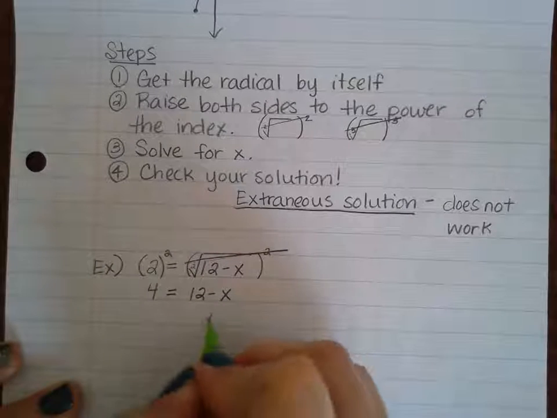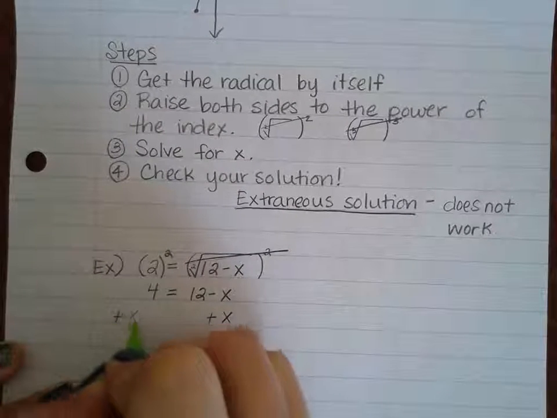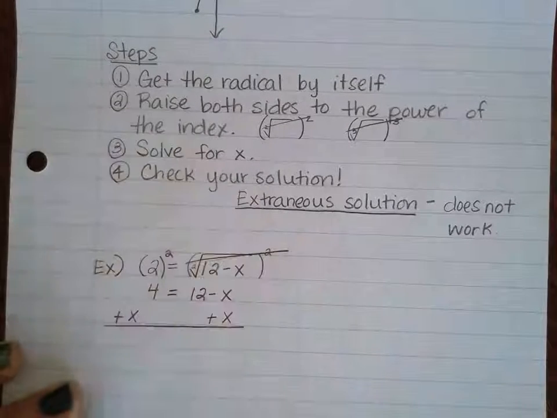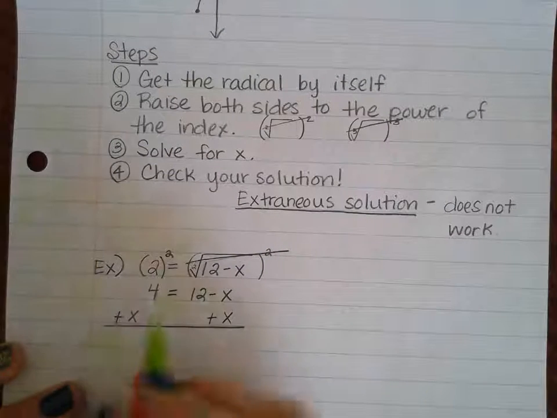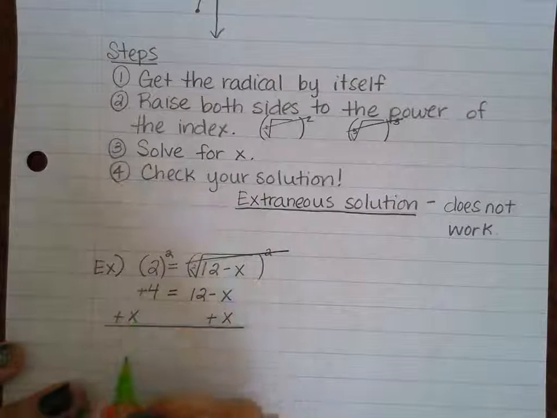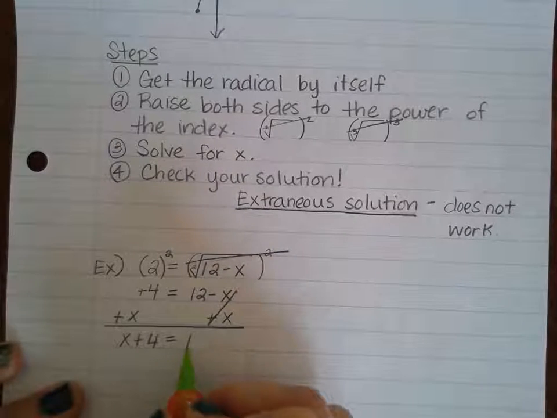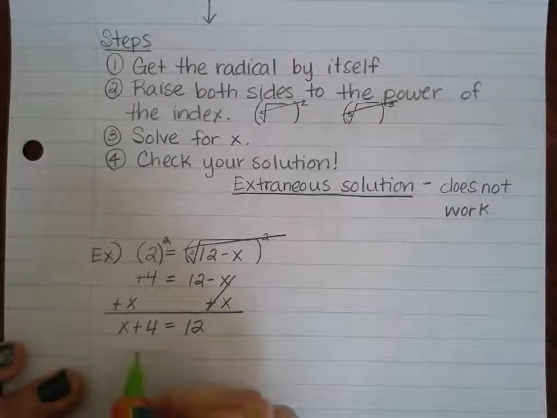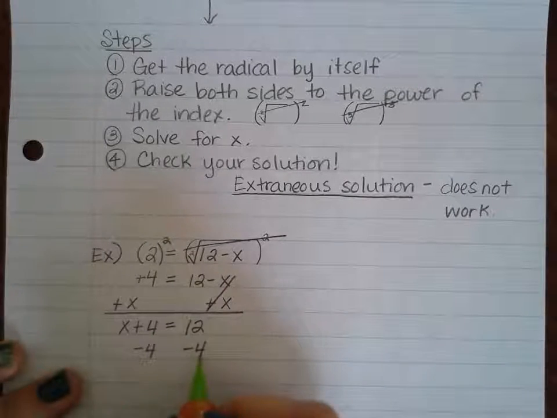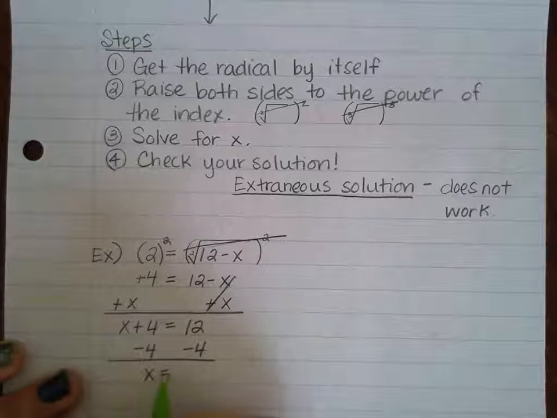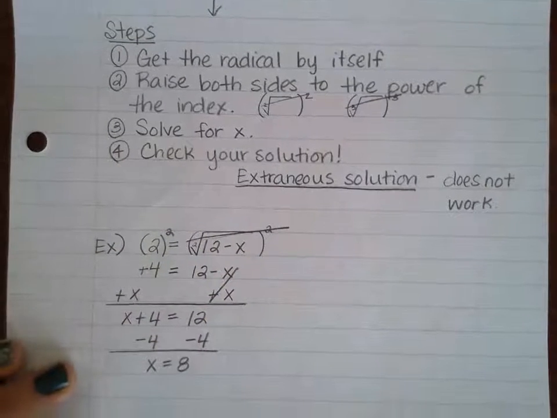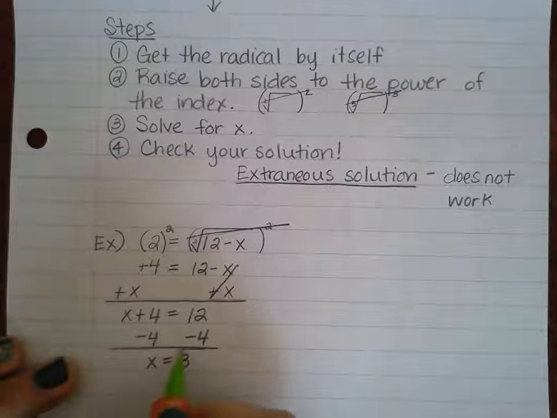I'm going to add x to both sides. I like to do that so my x is positive. And then this is really a plus 4, so this will be x plus 4. This goes away, equals 12. And then I'm going to subtract 4 from both sides. So x equals 8. Okay, so we solved for x.